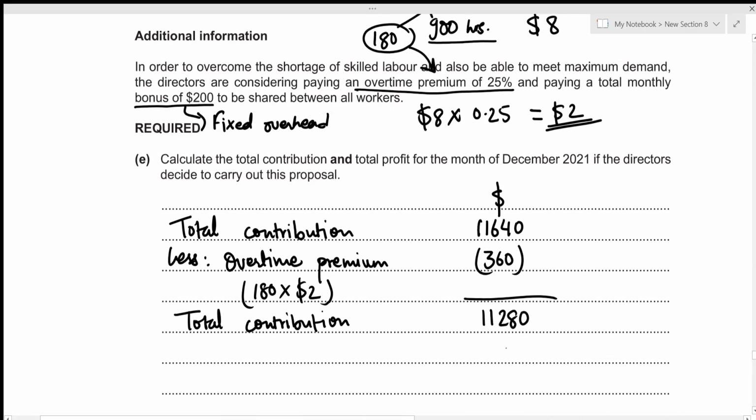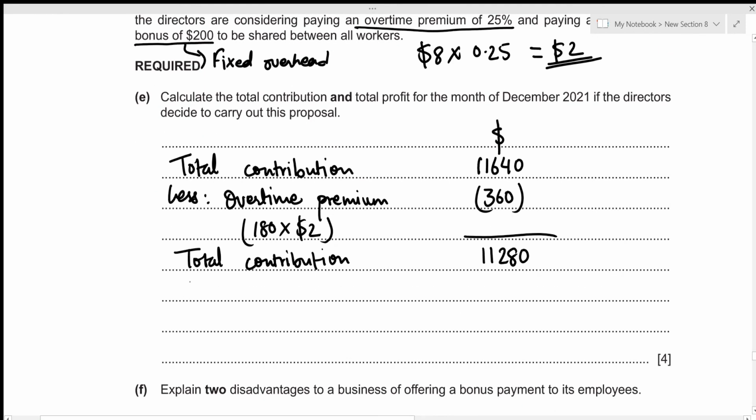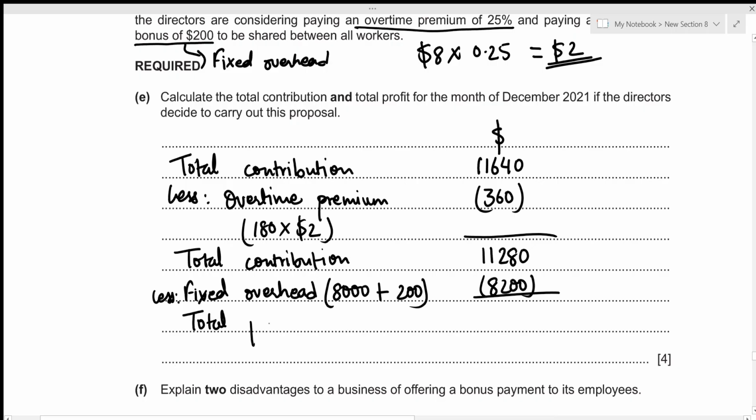Now we need to subtract the fixed overhead in order to figure out the total profit. So previously we had the fixed overheads of 96,000 by 12, which was 8,000. Now we also need to add the bonus of 200. So this gives the fixed overhead to be 8,200, which needs to be subtracted from the total contribution in order to figure out the total profit. So that's 11,280 minus 8,200, which gives the total profit to be 3,080. This concludes the fifth part. Let's move to the sixth one.